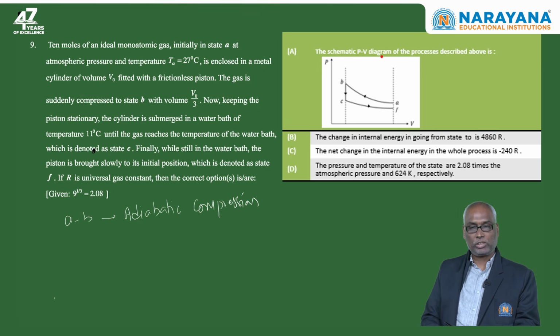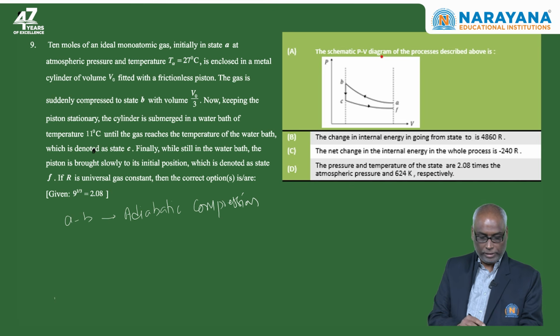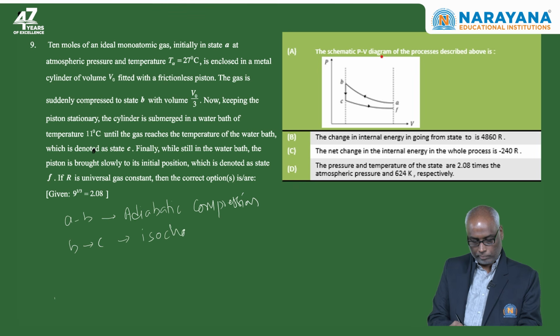Now, keeping the piston stationary, the volume of the cylinder will remain constant and then the temperature is changed. When the temperature is changed from 27 degrees centigrade to 11 degrees centigrade, it is changed from state B to C. So, B to C is an isochoric cooling process.